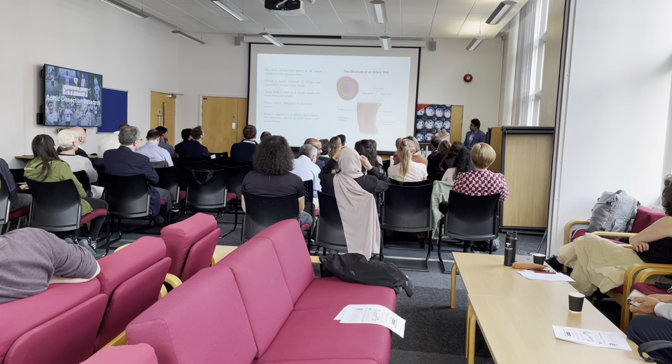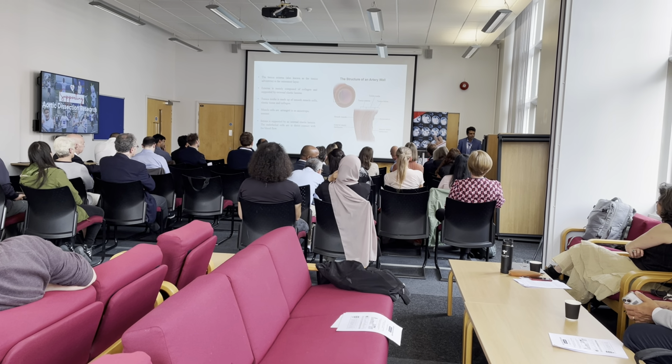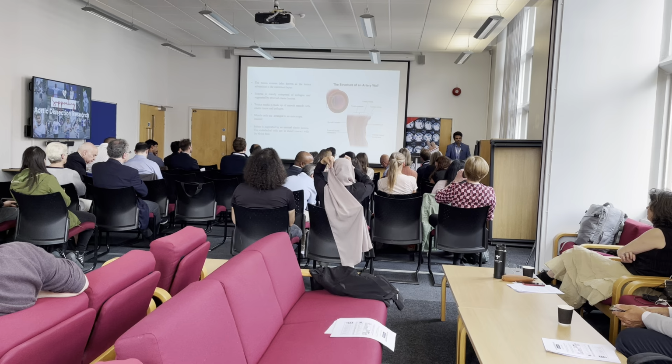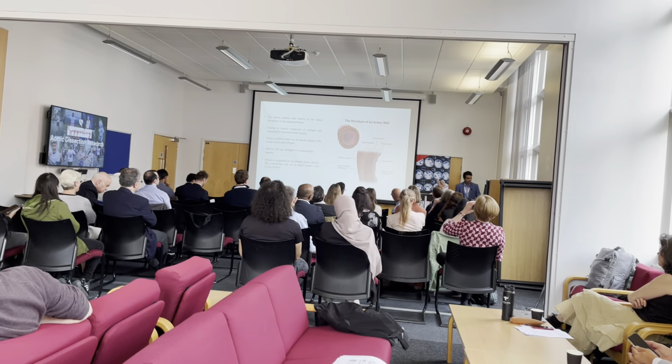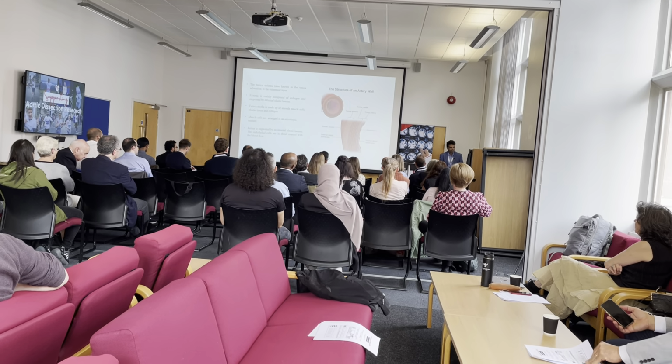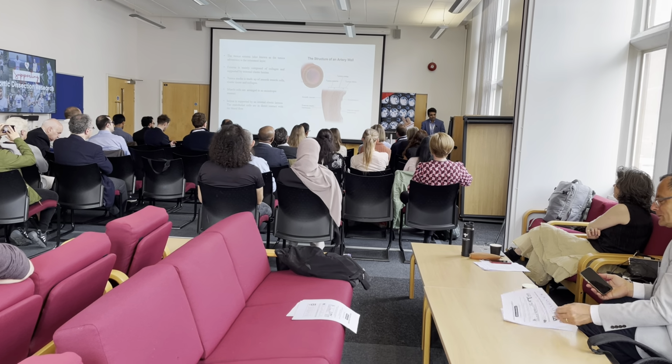Back to the structure of the aorta. As you can see on the right hand side, you have the structure of the artery wall, in which we have three layers. One is the tunica externa, which is the outermost layer of the aorta. We have tunica media, which comprises the muscle tissue layers, and then we have tunica intima.